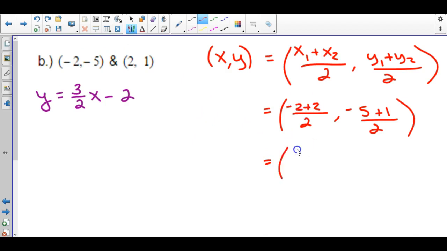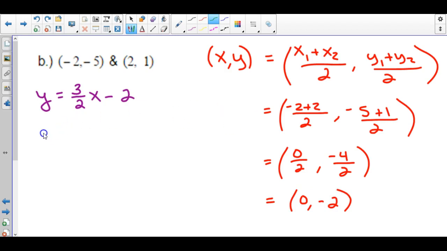This one, negative 2 plus 2 is 0. And here, negative 5 plus 1 is negative 4. So what I'm going to end up with then is 0 divided by 2, which is 0, and negative 4 over 2, which is negative 2. So the middle of those 2 points would be at 0, negative 2.